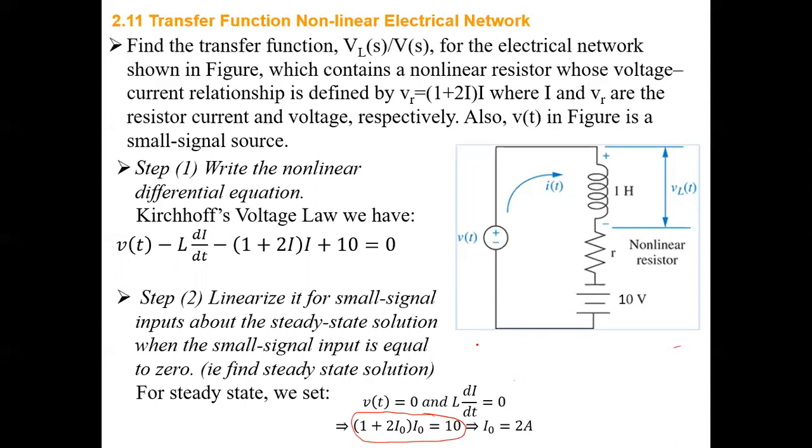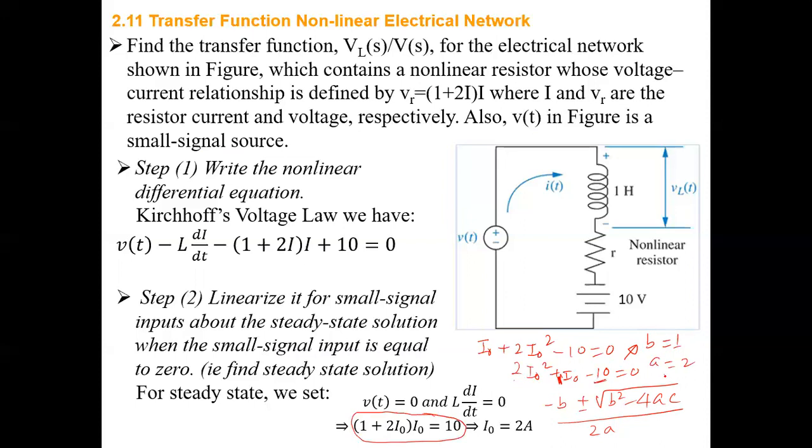So this can be written as I0 plus 2I0 squared minus 10 equals 0. Now you got the idea, right? 2I0 squared plus I0 minus 10 equals 0. How do you find the I0 here? Minus B plus or minus the square root of B squared minus 4AC, divided by 2A, remember? Your B is 1, and A is 2, and your C is negative 10.